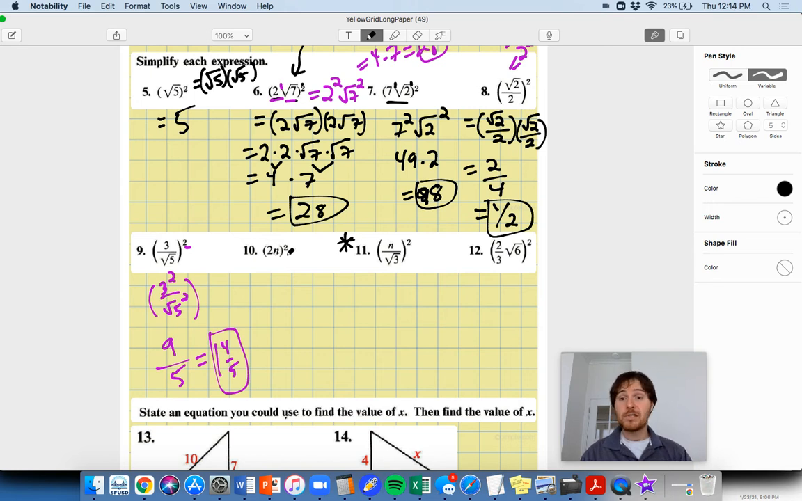Why not? 2n squared. Well, that's just 2n times 2n. Very good. 2n times 2n. Well, 2 times 2 is 4. N times n is n squared. So this would be 4n squared.